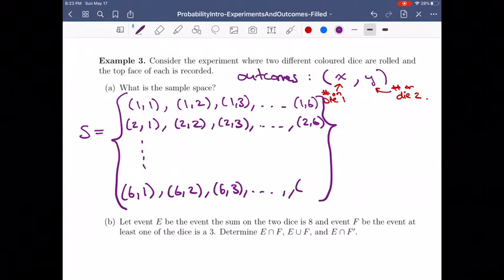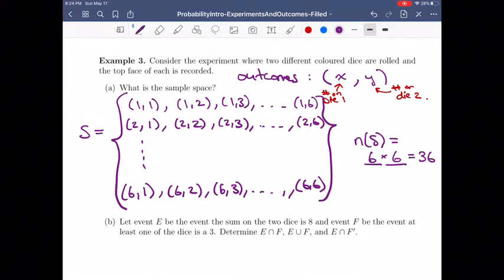So I get this sort of grid-like sample space the way I've written it. With our counting techniques, we should be able to tell that the number of things in this sample space should be the options for die 1, which are 6, times the options for die 2, which is 6. So there should be 36 elements in this sample space. Now notice that I have these outcomes 2, 1 and 1, 2, and there's lots of pairs like that, like 6, 1 and 1, 6. The order matters because the dice are colored, so we can tell where they occur. That's what our sample space would look like.